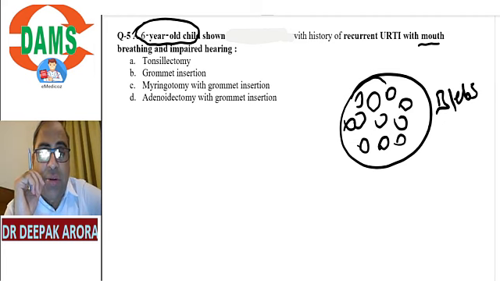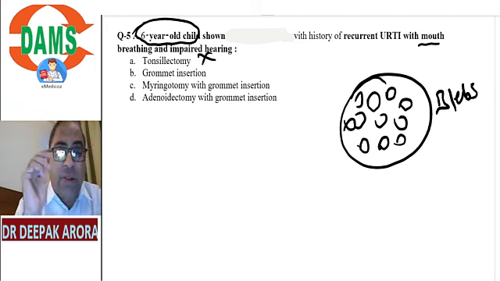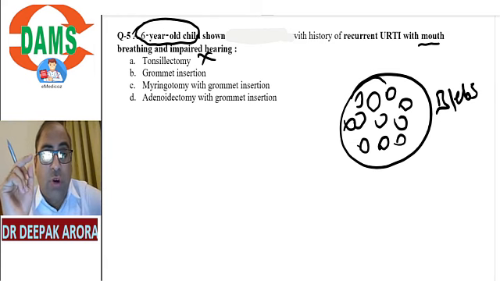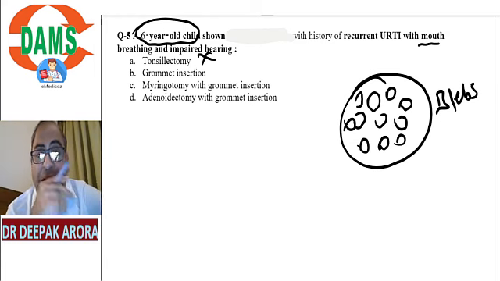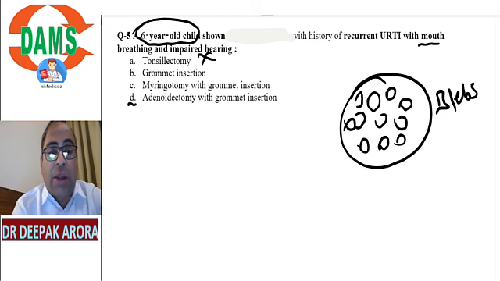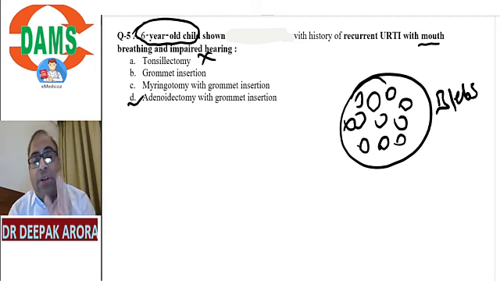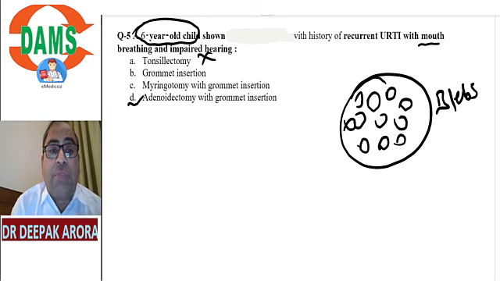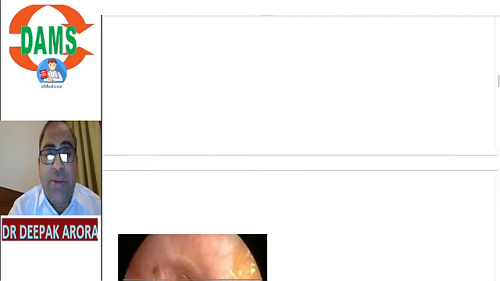What is the treatment now? Tonsillectomy? Not at all. Grommet insertion? Yes, we will go for grommet. Now which is the better option? Myringotomy with grommet or adenoidectomy with grommet? The better option will be adenoidectomy with grommet, because when we are putting the grommet, we are definitely doing myringotomy. The word grommet insertion itself includes that a myringotomy procedure is being done. So the best option here will be option D.